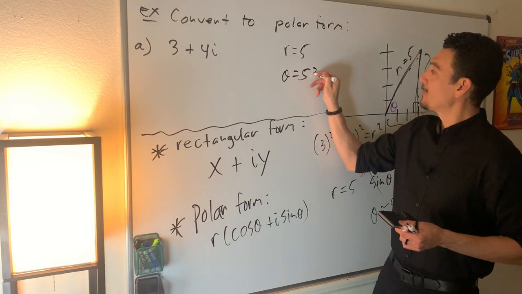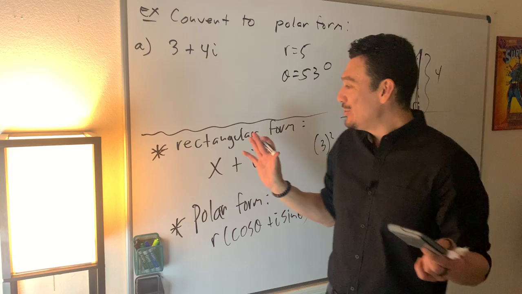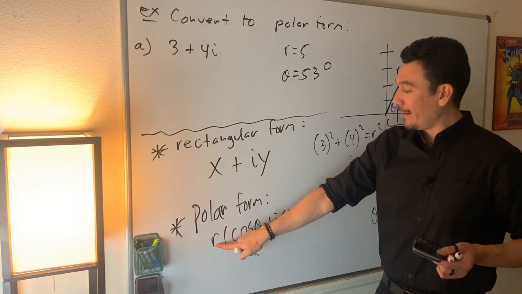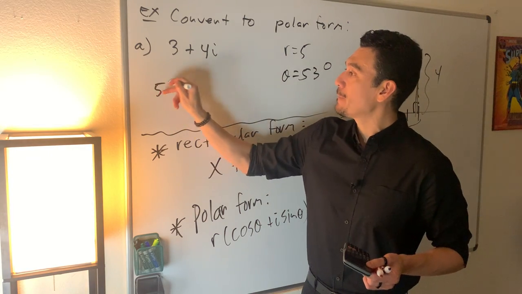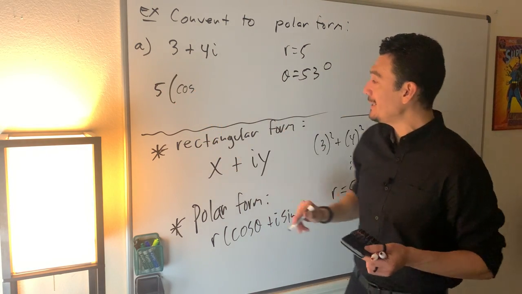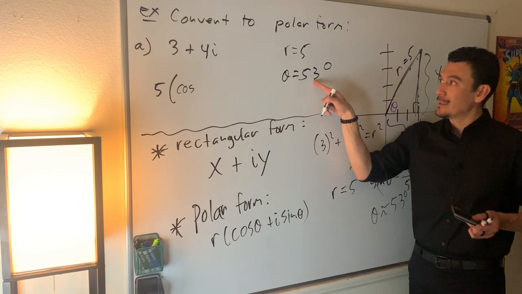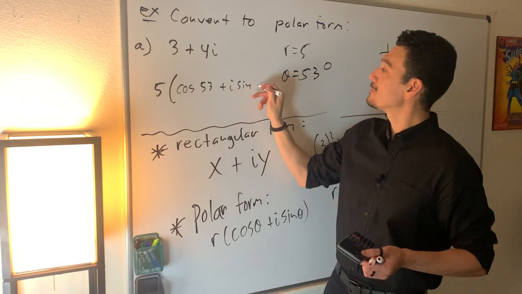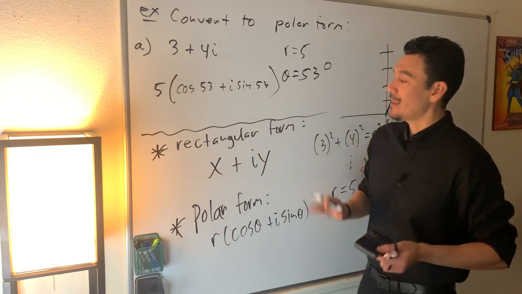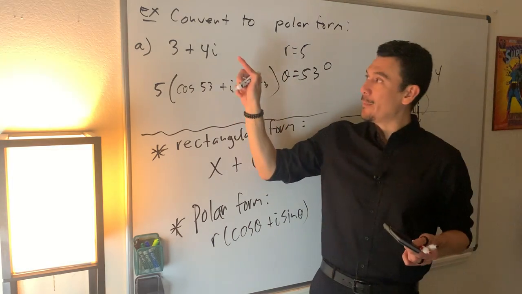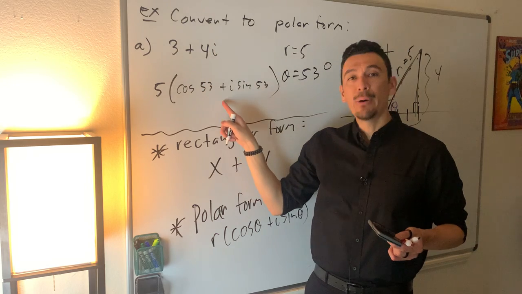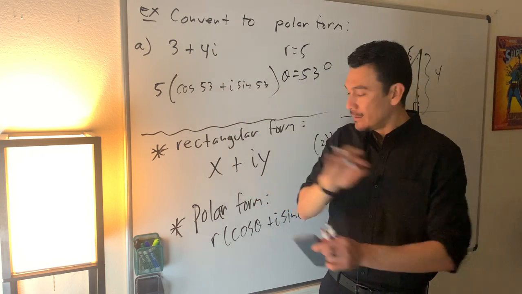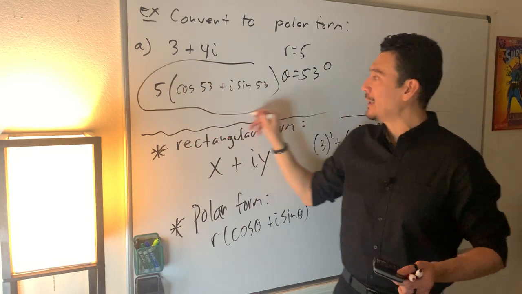So folks, you're done. You can now go from rectangular to polar. Just tell me what r is. R is 5. And then cosine theta, where theta is your angle, which was 53 degrees. Done. That's how you go from rectangular to polar. You find r and you find theta. End of story. Final answer.